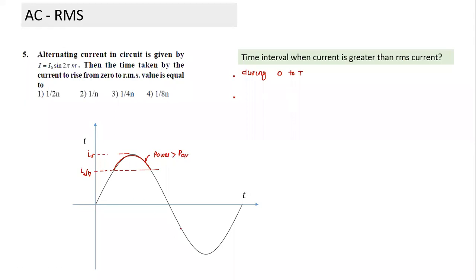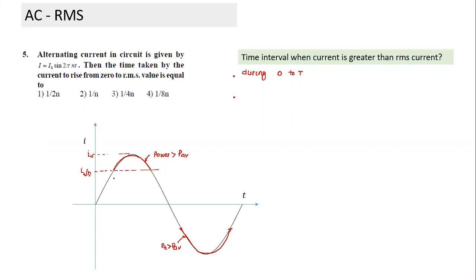And again, from here to here also. So this is the time when the magnitude of current is greater than RMS current, and this is the time when power consumption is greater than average power consumption, and the rest of the period is less than this.